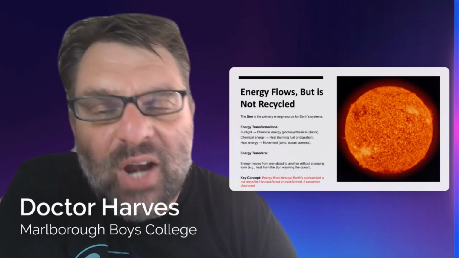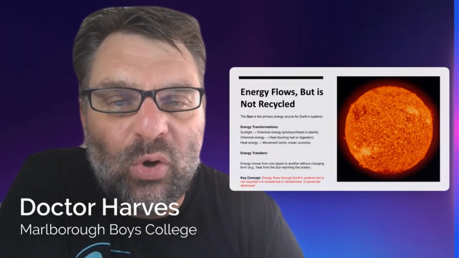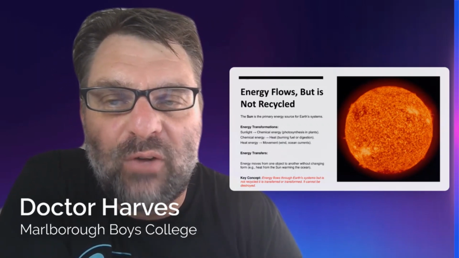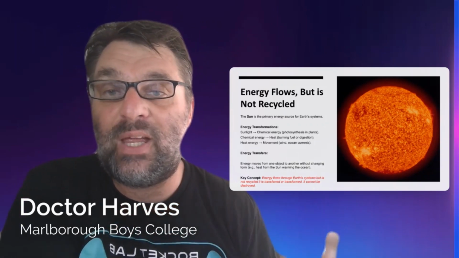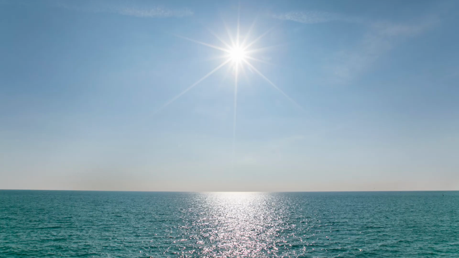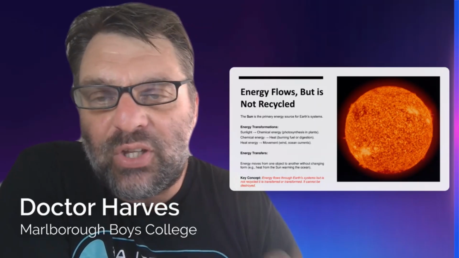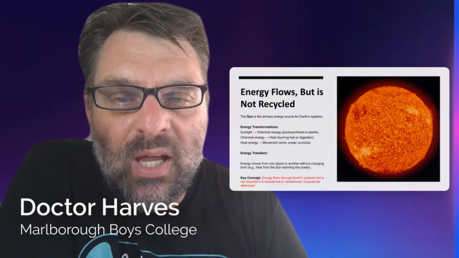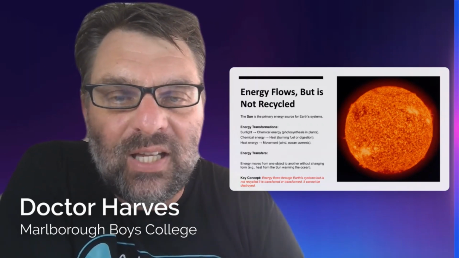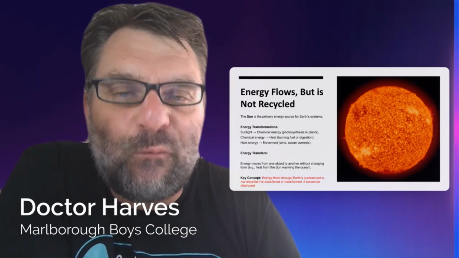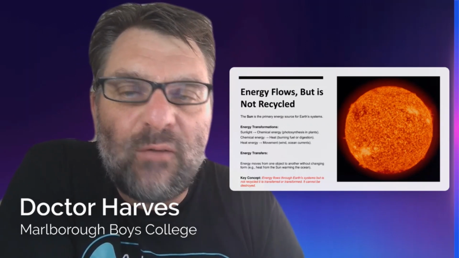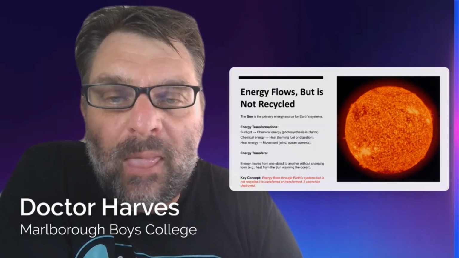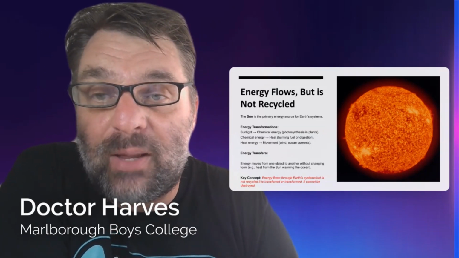And then we also have energy transfers, where energy moves from one object to another without changing its form. So for example, the heat of the sun, as you can see from that image there, heating the ocean and the land, so heating the geosphere and the hydrosphere. So the key concept there is that energy flows through the Earth's systems, but it's not recycled like we have with matter. It's either transformed into different forms, or it is transferred, where it doesn't change form. It cannot be, however, destroyed, just like matter.